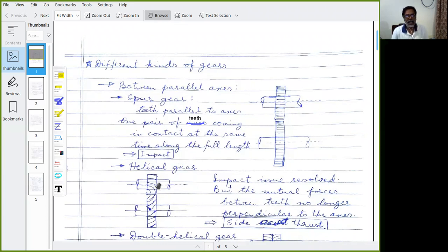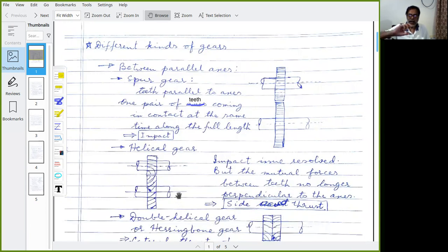The remedy for that is the helical gear, in which the teeth are cut along helices on this, and similarly on this. So in this case, what happens is that when the tooth comes in the zone of engagement, one part of it gets engaged, and slowly the rest is taken in, by the time the old one is going out of the engagement zone. So in this way, the impact issue is resolved in the case of helical gear.